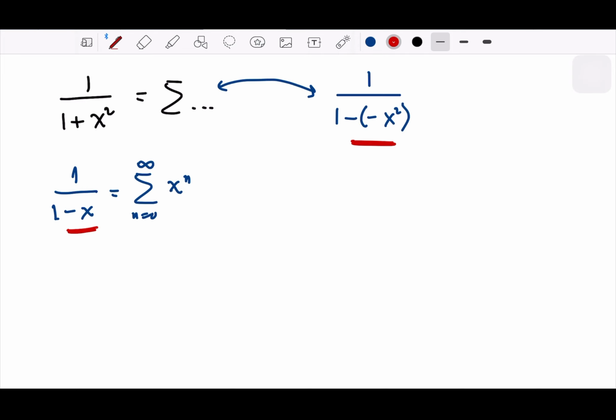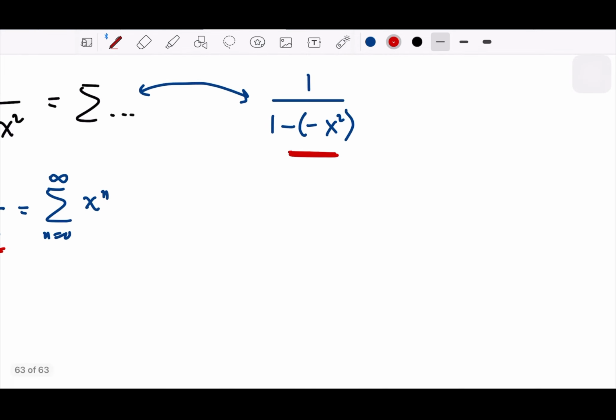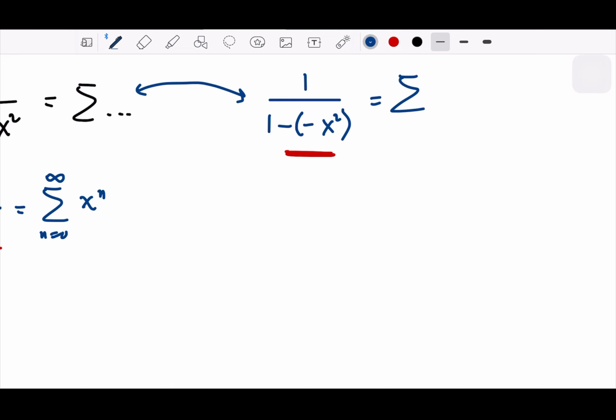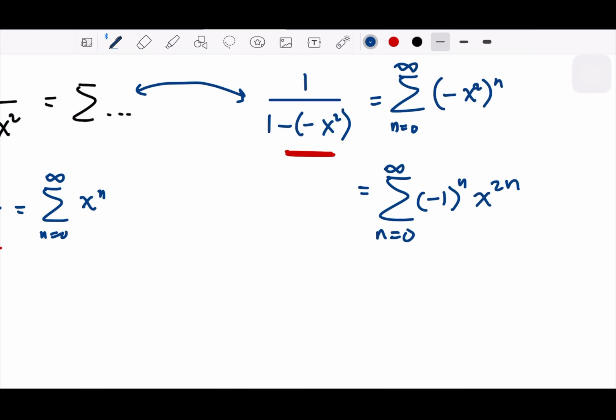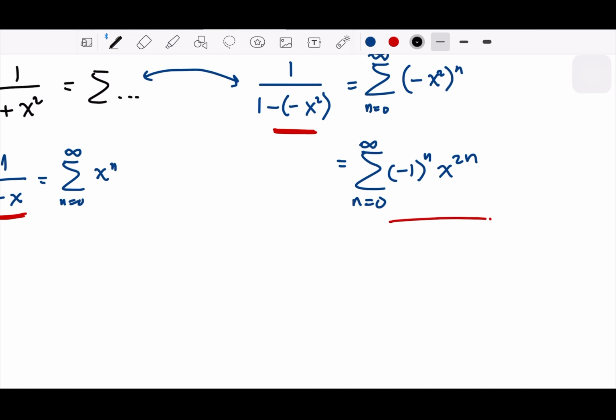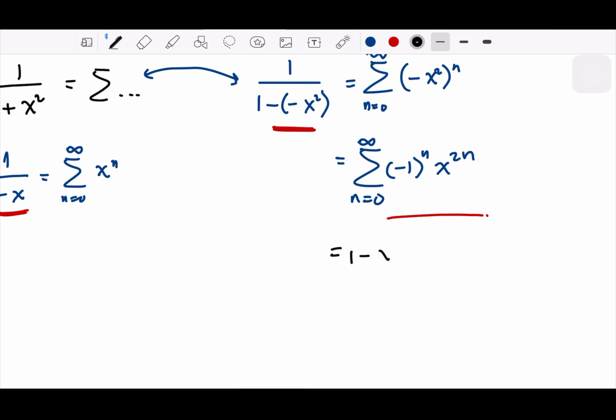Okay. So then we can take the series, which usually is just x. Now we have negative x squared. So we have negative x squared with power of n. And we can manipulate the series, taking negative 1 out to make it clear, and then x with power of 2n. And this is our series now, the alternating series, in which we have 1 minus x squared plus x4 minus x6.